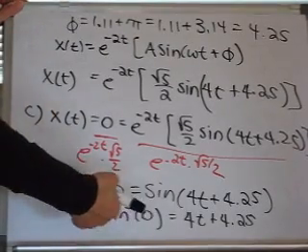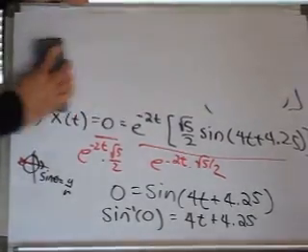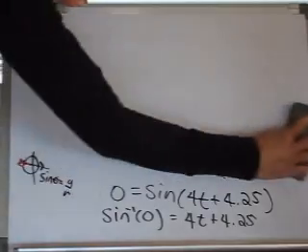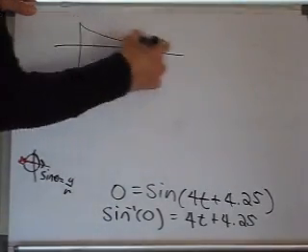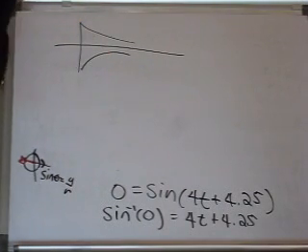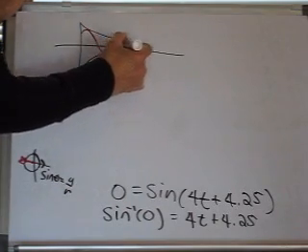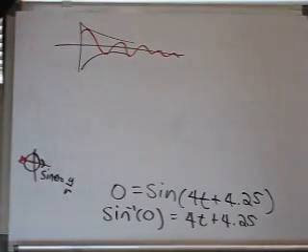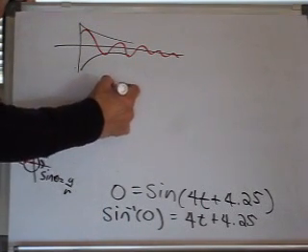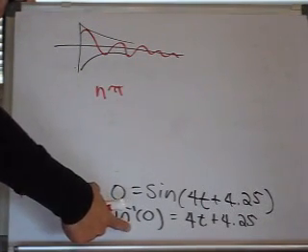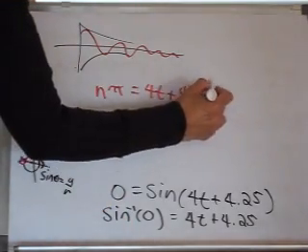So the left-hand side should be all multiples of pi. I'm just trying to make sure I get all of the places where the mass passes through equilibrium. Because the mass is doing some sort of behavior where the amplitude is damped down by this envelope, and so there are going to be many times where it passes through 0. So those times are going to be multiples of pi. So I'm going to write in n pi for the sine inverse of 0 is equal to 4t plus 4.25.